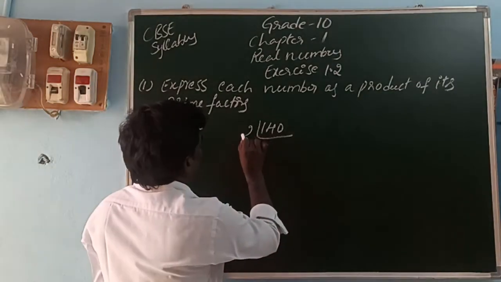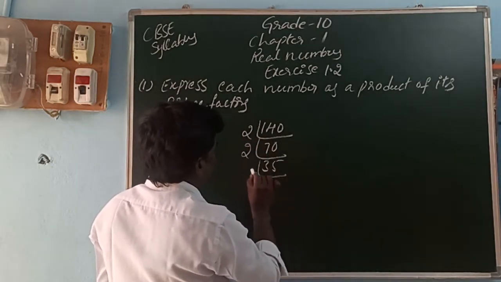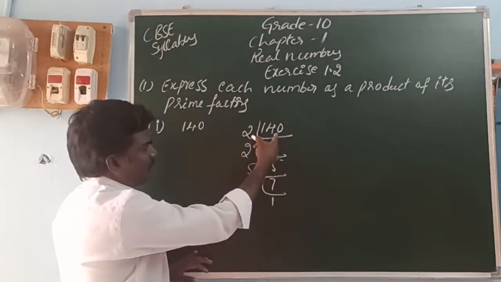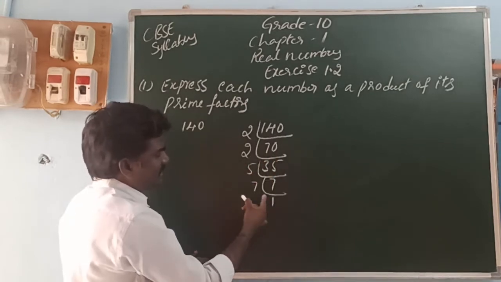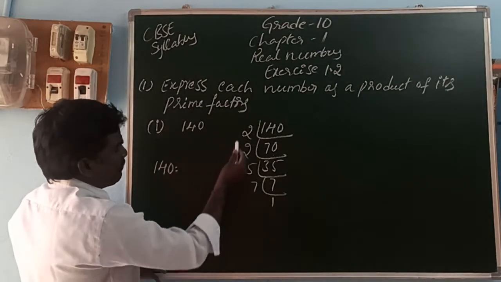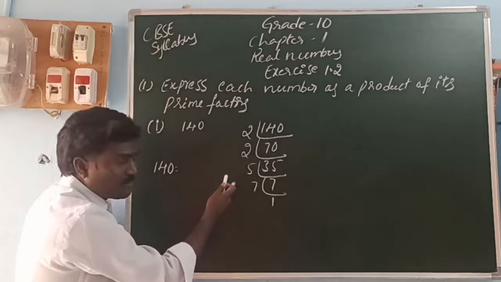That is, 2 ones are 2, 2 threes are 6, 2 fives are 10, 5 sevens are 35, 7 ones are 7. So 2 into 70 is 140, 2 into 35 is 70, 5 into 7 is 35, 7 into 1 is 7. These all are the divisors, and these divisors are nothing but factors.